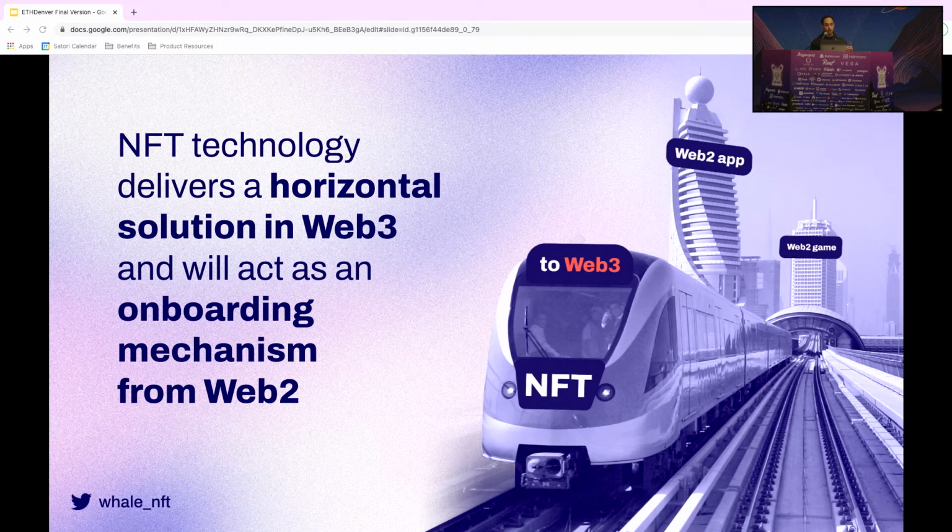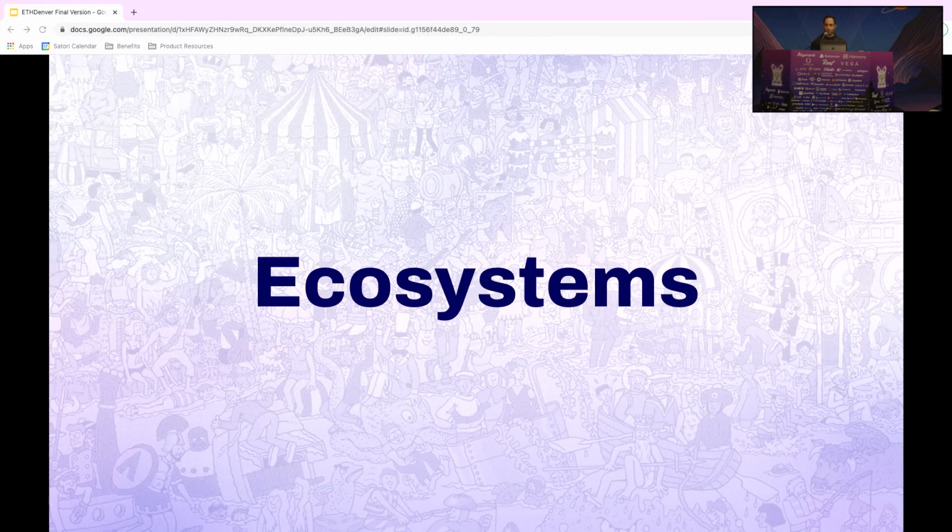And so we see a critical path to mass adoption as one through established ecosystems. If you eliminate the cost of community acquisition, which is one of the main challenges we see in Web3, the pathway in is quite clear. Let's talk about ecosystems.